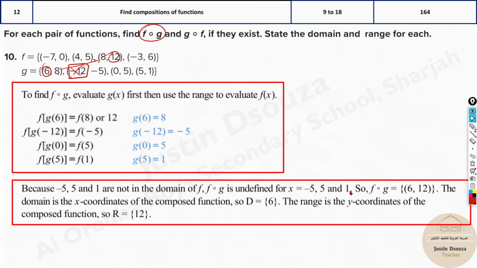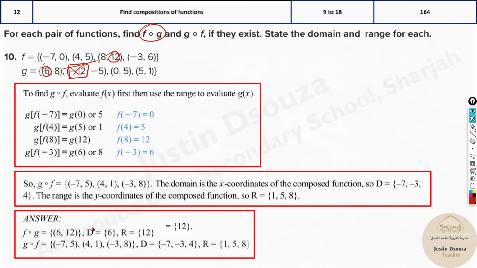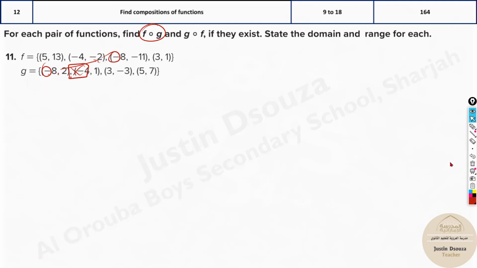See, where is the coordinate? 6 and 12. X value or domain is 6. Domain is always the x-axis. Range is the y-axis. That's 12. Now what about the next one? Over here also the same method, but you have lots of values. So this is it. And what about the next problem?